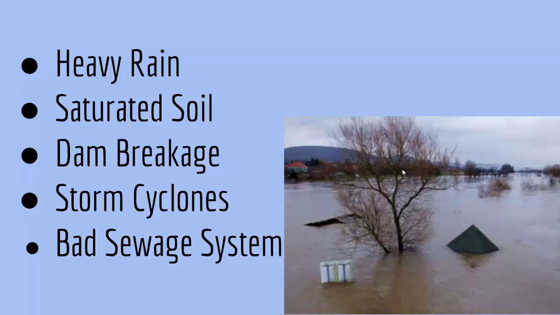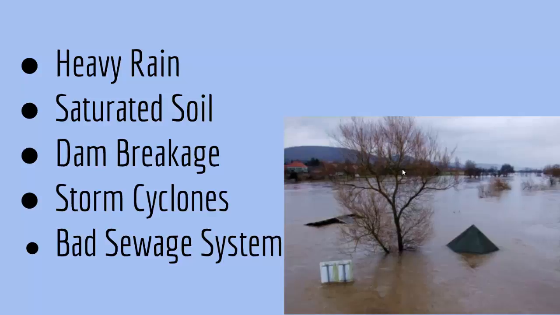Or if you are in an area that is not populated and the soil does not take all the rain that's on the ground, then flooding will occur. Sometimes flooding occurs due to dam breakage, since dams accumulate a lot of water, and sometimes a breakage in the dam can flood a very large area suddenly. Sometimes storm cyclones, which are hurricanes, usually happen near coastal areas. They bring a lot of water from the ocean to a coastal city and they flood the city.